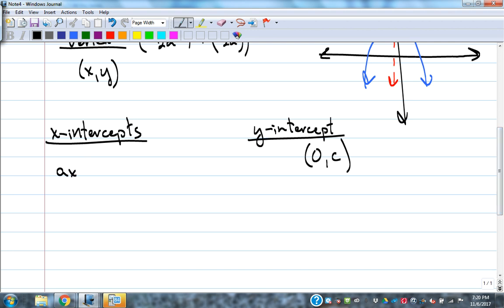Okay. The X-intercepts is exactly what we've been doing all night. It's where you take the problem and set it equal to 0 and solve it. That's how you find X-intercepts. And we'll do that as we go through these.